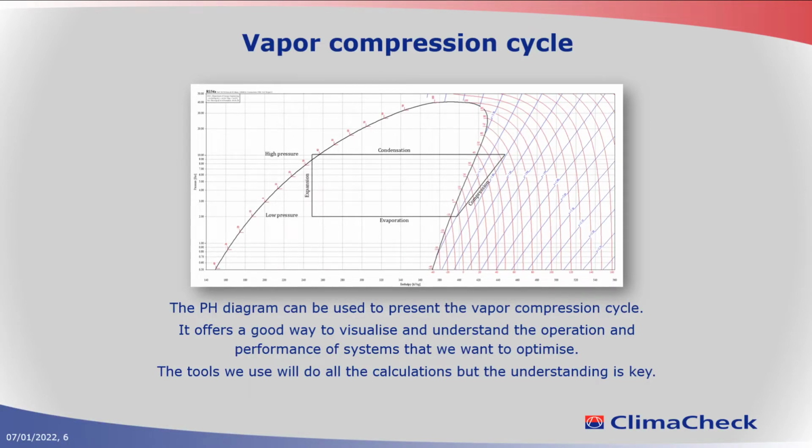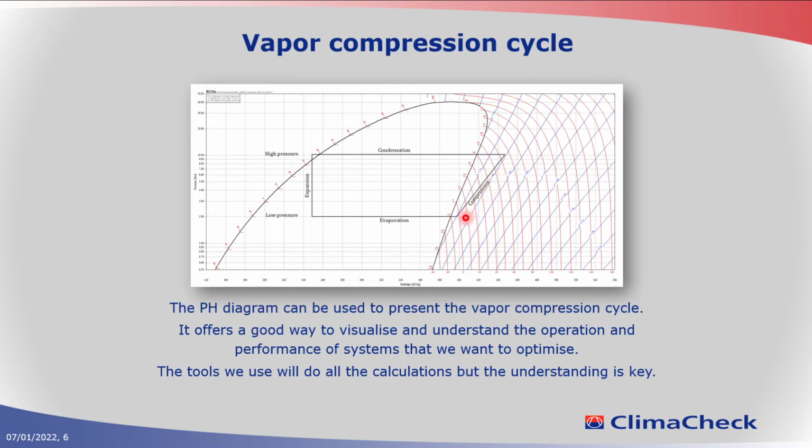So if we then add the vapor compression cycle into the pH diagram, it will look like this. You have the low pressure here, and you have the evaporation. You are moving from left to right, adding energy to the refrigerant. You evaporate until you have 100% vapor, and then from this point to this, you have the superheat, and then you enter the compressor. You compress.